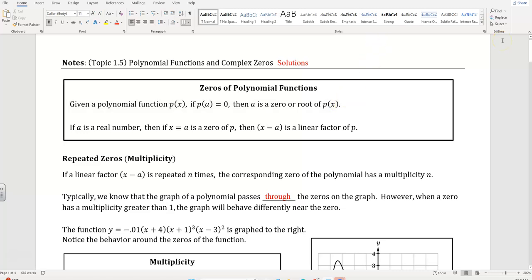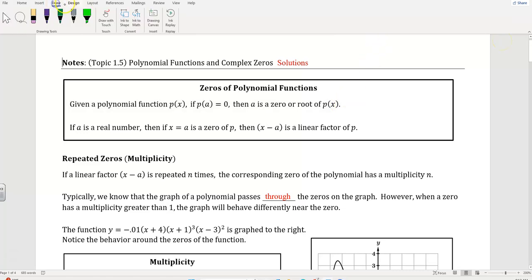So we see here that the words 0 and root can be used interchangeably. You might see either one of those. If a is a real number, then x equals a is a 0 of p, and then x minus a is a linear factor of p.